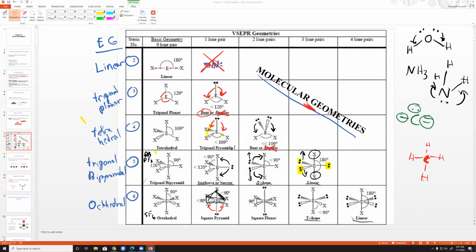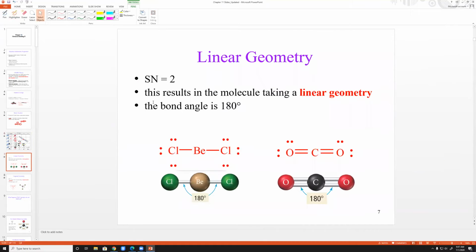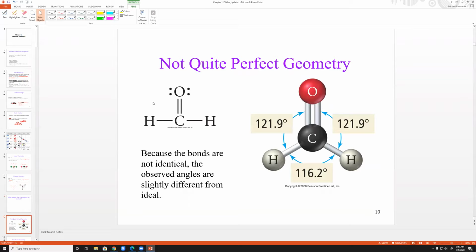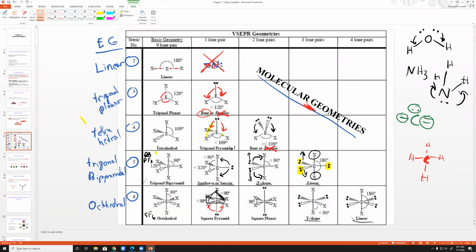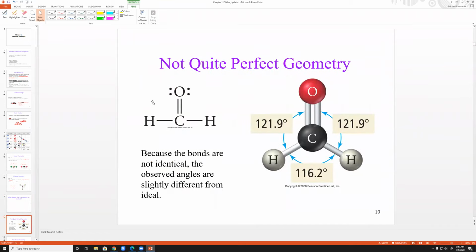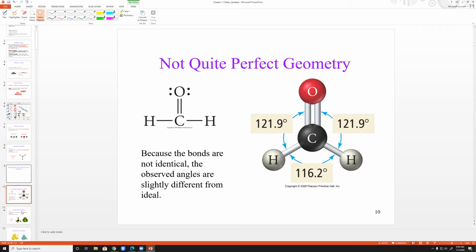Okay. So now let's just review. You have linear geometry. We went over this already. What happens if the 3 groups are not identical? This is something worth mentioning. What if the 3 X's are not the same atom, which in a lot of cases they won't be? The answer is it'll be close, but not exact, because the electrons will be pushed more in one direction than the other. So it'll be close, but not perfect. It depends. That's the best answer I can give. It really depends on which atoms.